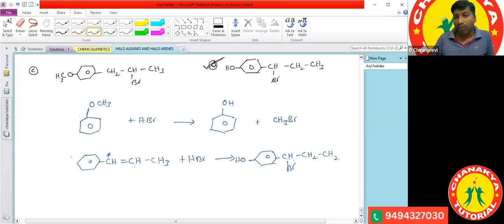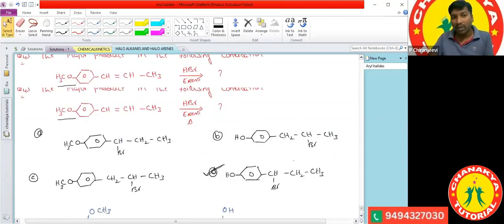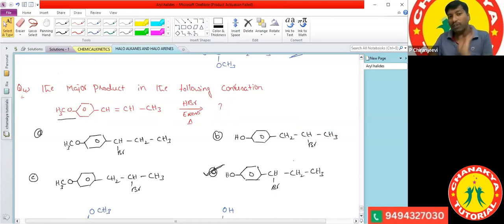Because of the question: sir, why did you take 2 moles of HBr? In the question they clearly mentioned excess of HBr. Excess of HBr means the alkoxy group, the ether functional group, is also converted into the alcohol. At the same time, the alkene group undergoes an electrophilic addition reaction. So that's why the answer is option D.